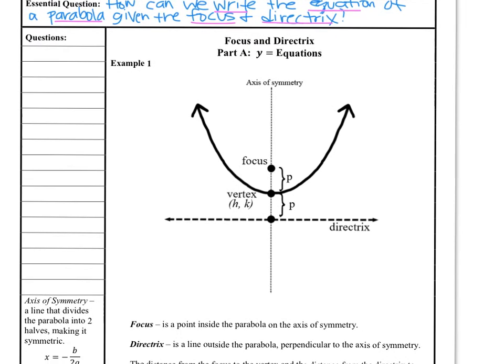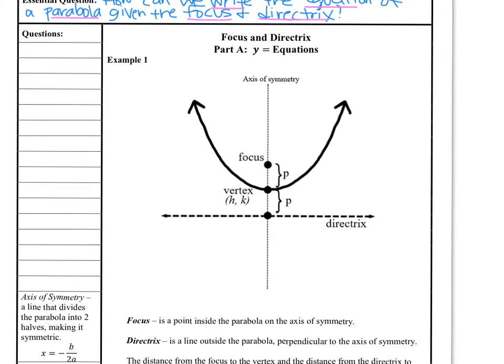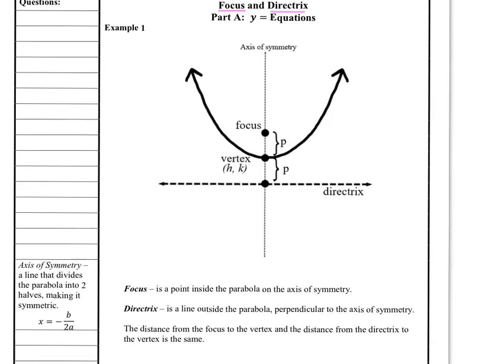Okay, so looking at the visual here, this is an example of what we're talking about, the focus and directrix. These are some brand new vocabulary words that you've never heard before. So right here, there's your parabola, that U-shaped graph that either goes up or would face down. And we're going to go through some vocabulary just to introduce it.